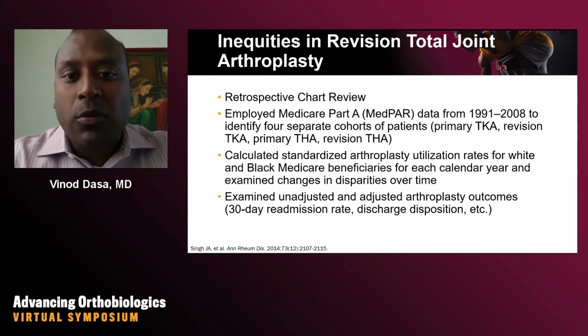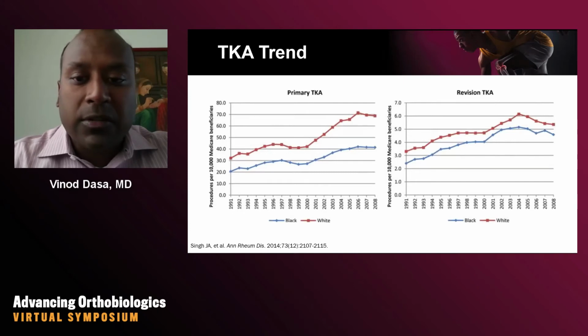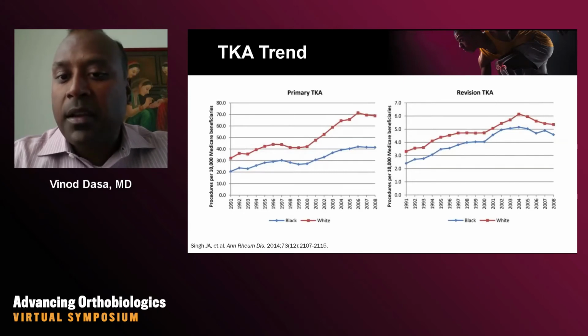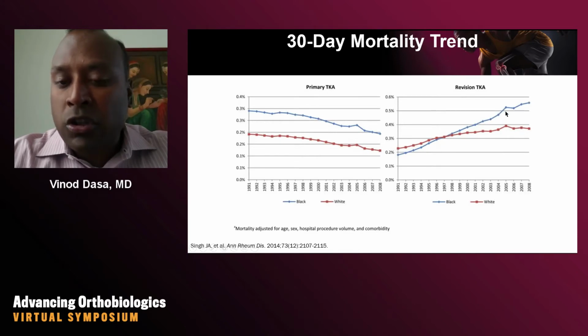When we look at another retrospective chart review, and we look now at revision joint replacements and the impact of race and inequities on this, what we see is a similar trend, right? A higher utilization in white patients compared to non-white patients. We see the same thing in revision knee replacements. But what's concerning here is actually in the revision space, we see more Black patients getting revision total knee replacement compared to white patients.